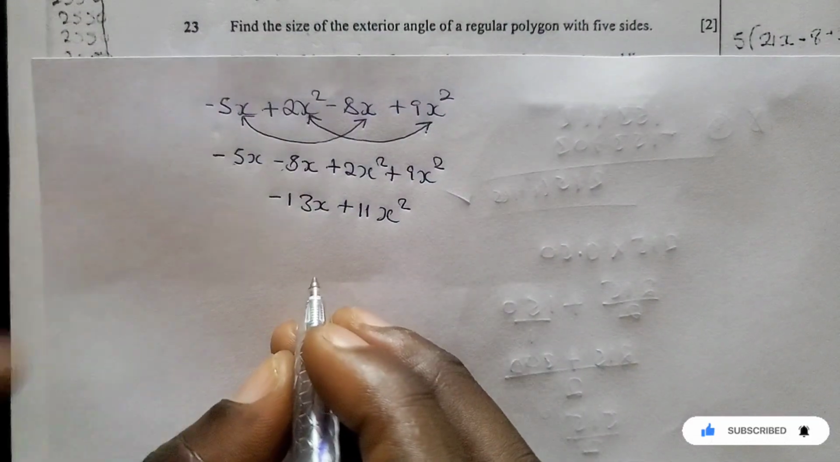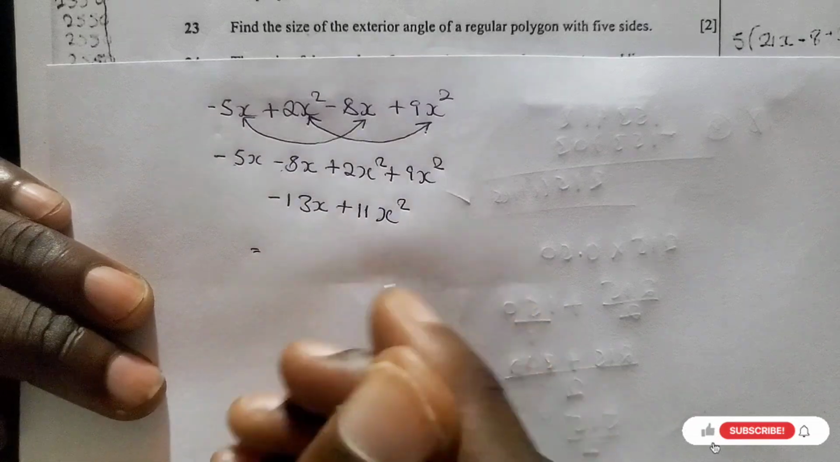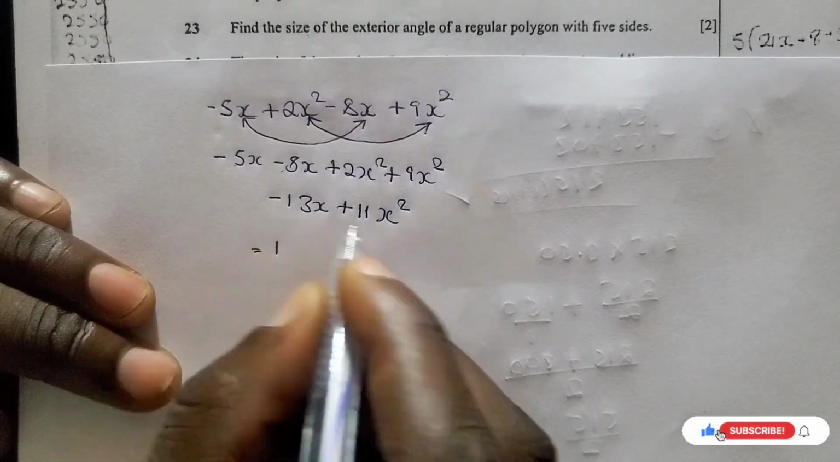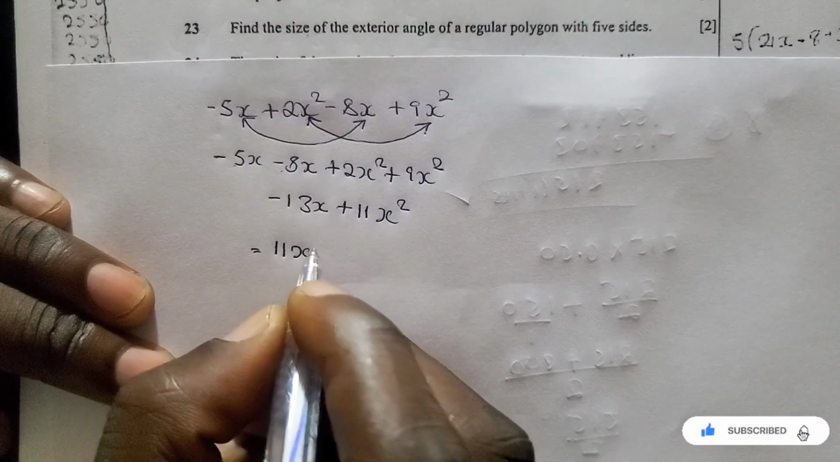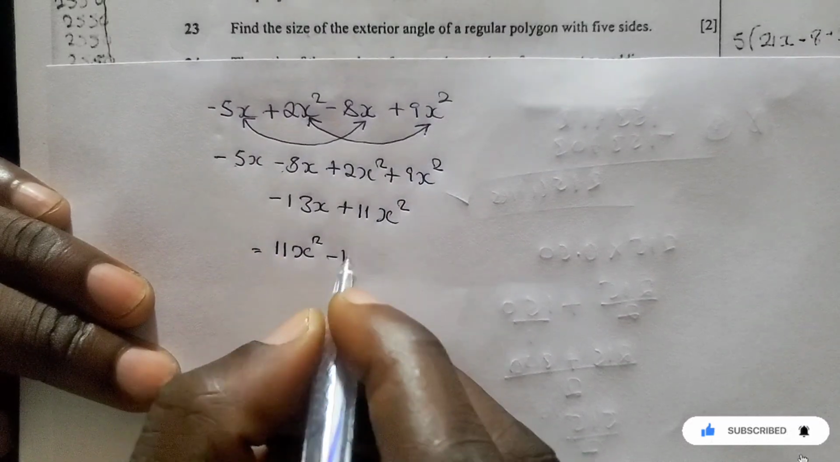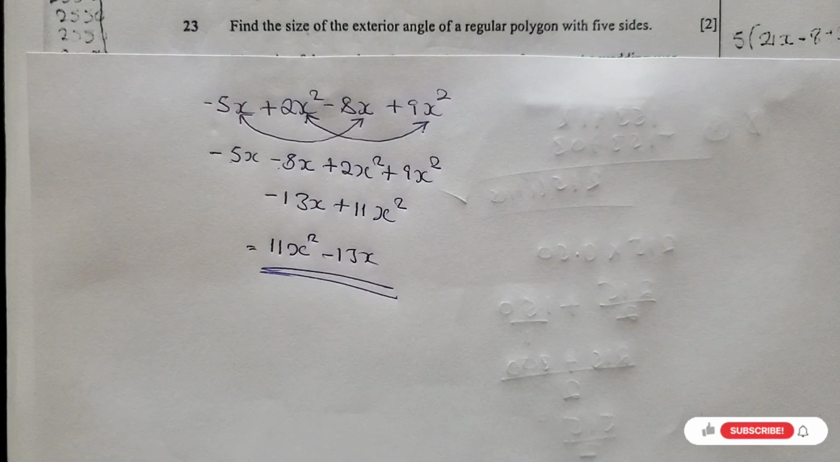11x what? 11x squared. Now let's just start with a positive number. So this is the answer. Let me just start with a positive number: 11x squared minus 13x, like this. Okay, that is question 22.